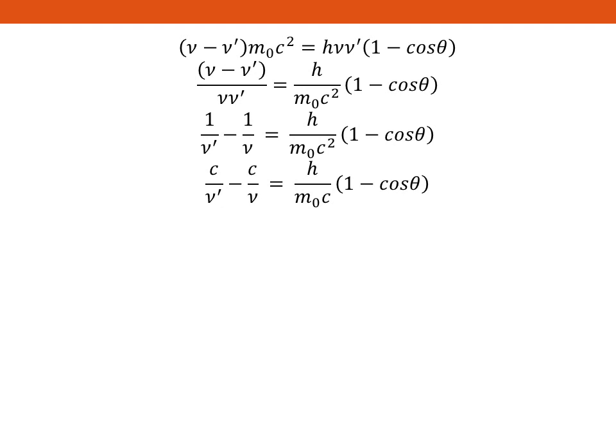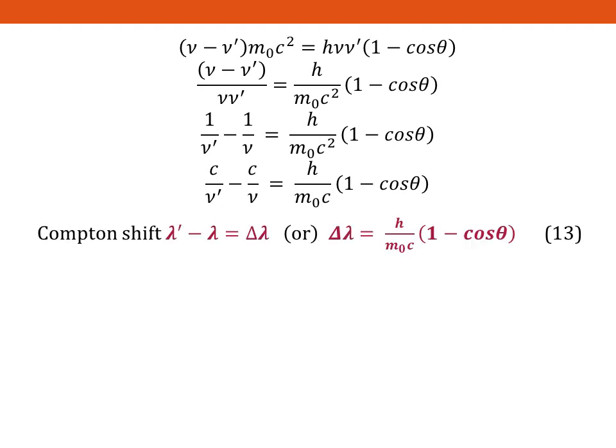We know that c by nu prime is lambda prime and c by nu is lambda. Therefore, the Compton shift is lambda prime minus lambda equals delta lambda, where delta lambda is equal to h by m naught c into 1 minus cos theta. This we represent as equation 13.